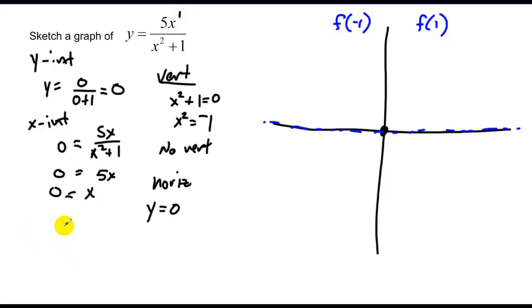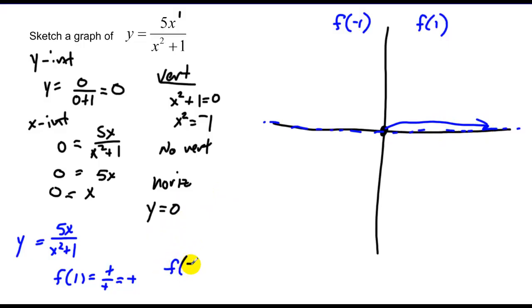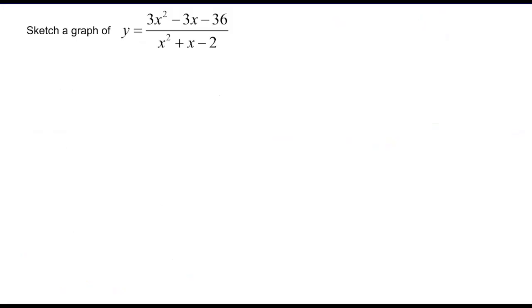So 5x over x squared plus 1 is what I'll plug into, and I'll take f of 1, which gives me a positive over a positive, which equals a positive. So it's got to come up and back down, and then f of negative 1 is going to give me a negative over a positive, which is a negative. So this comes down and back up. So it's going to look something like this. So here's our last example.